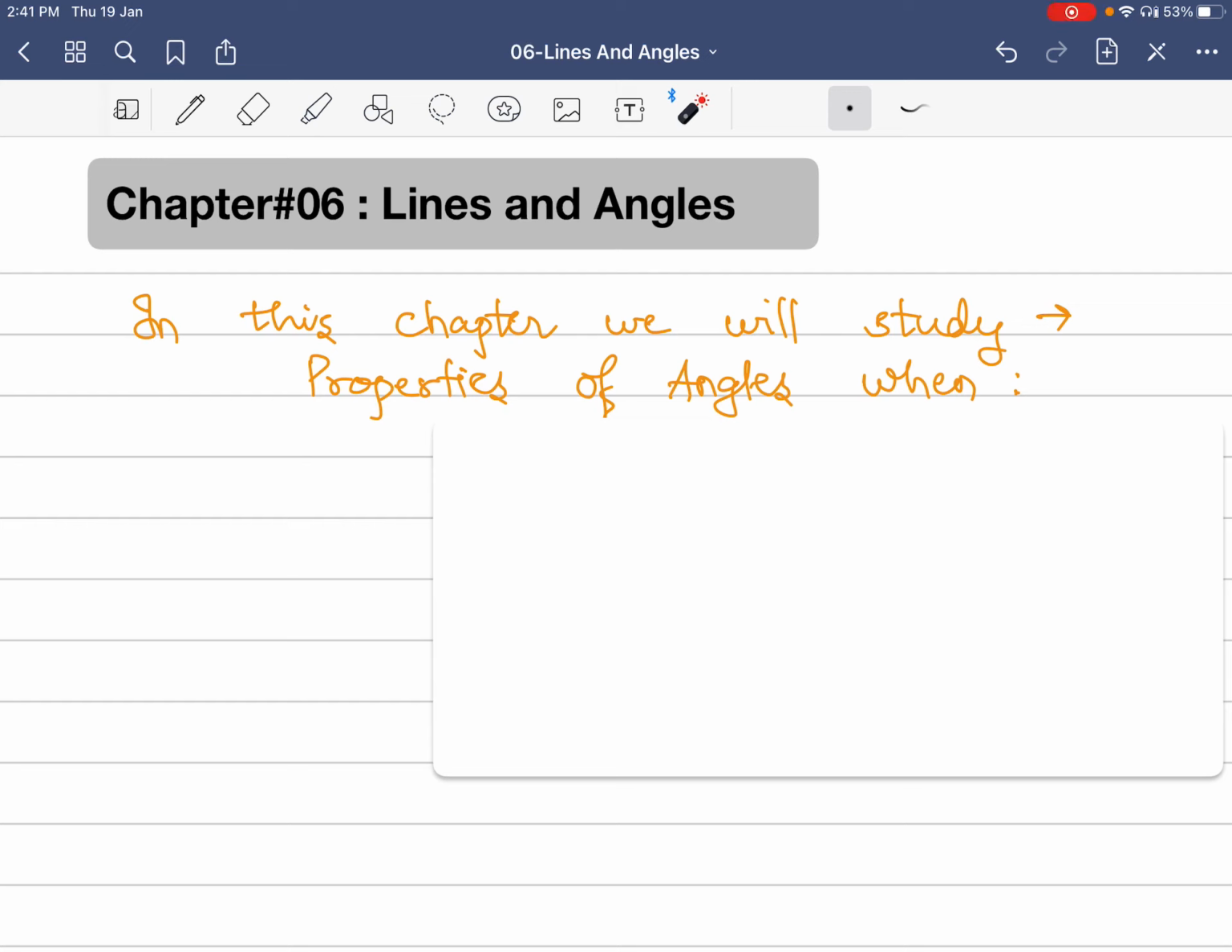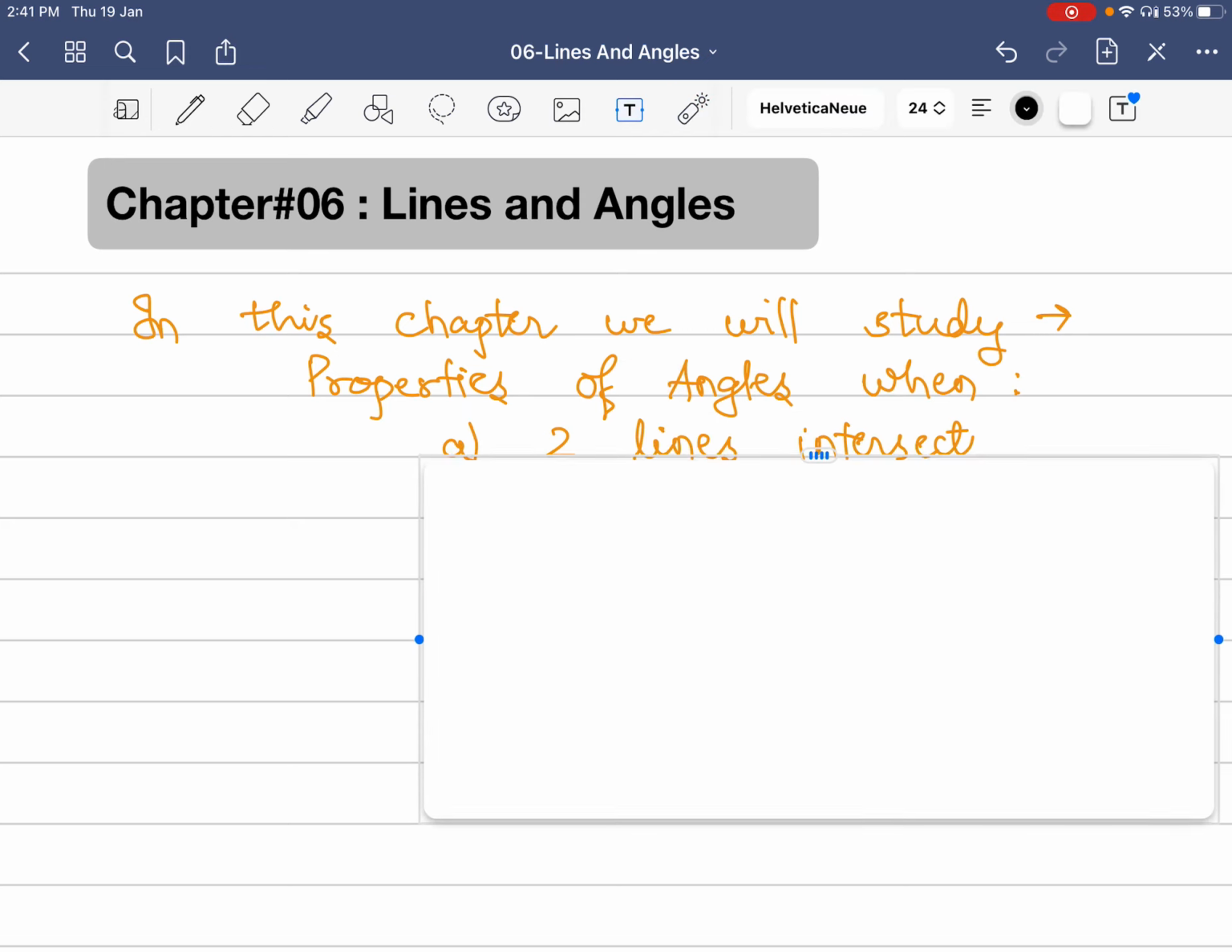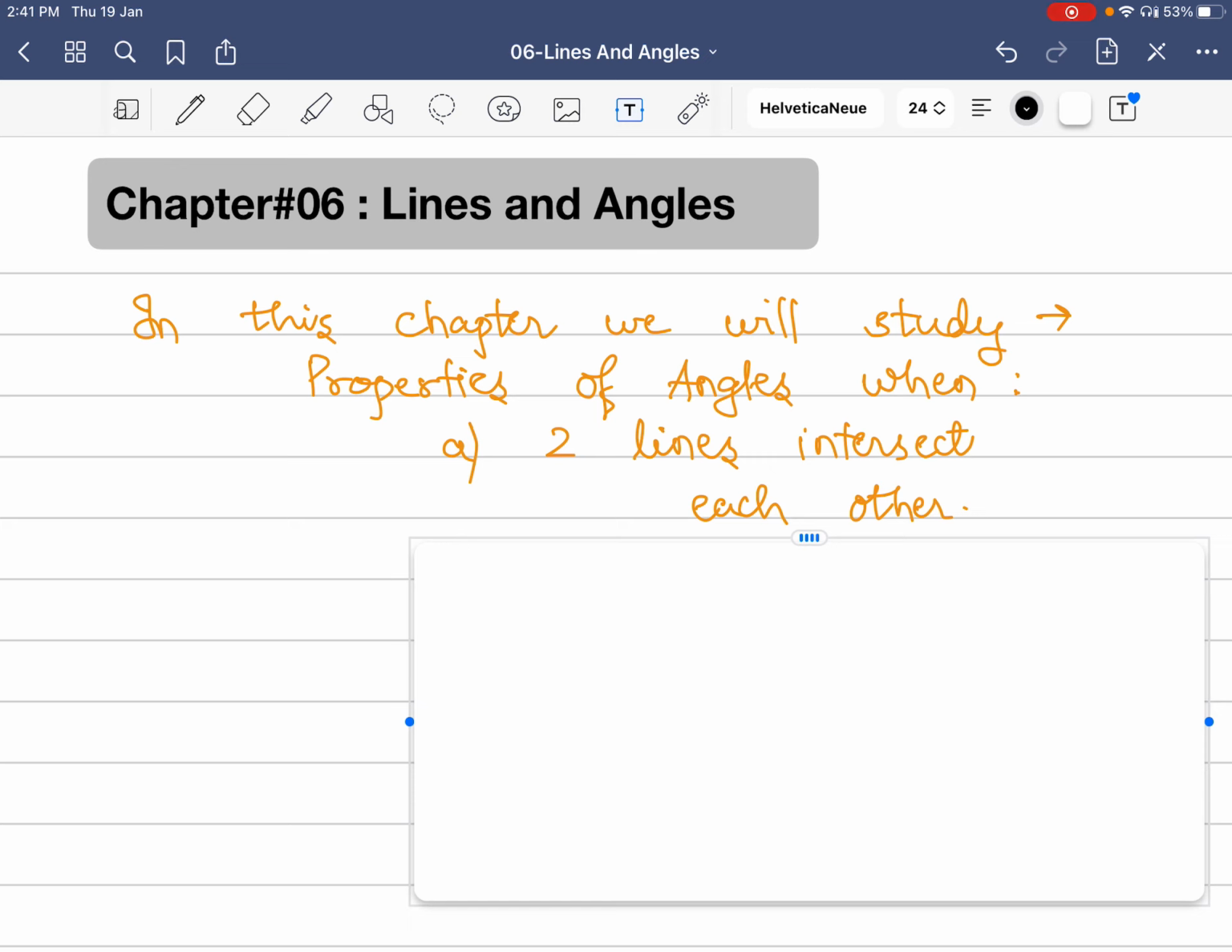So in this video, we are going to start a new chapter, chapter number 6. It's called lines and angles. In this whole chapter, not in this video, we are going to study properties of angles when, case number 1, two lines intersect each other. What does this mean?